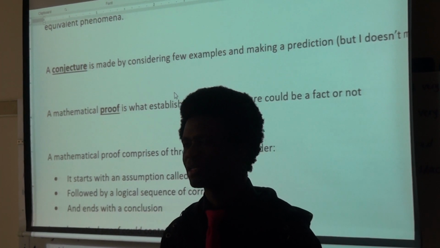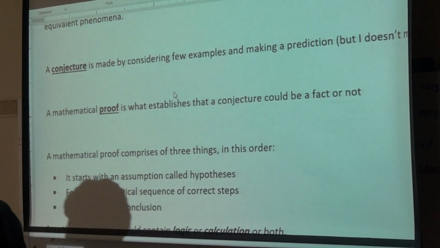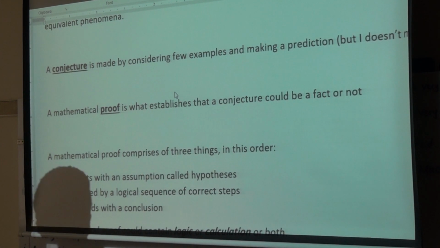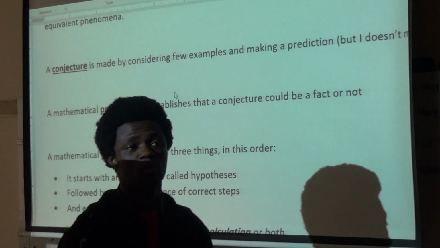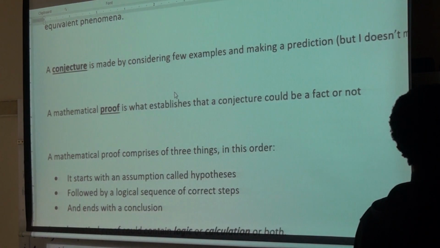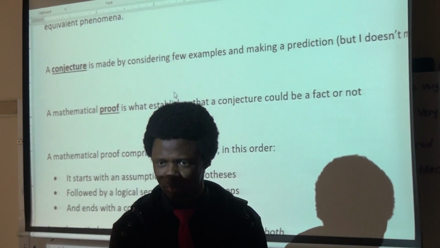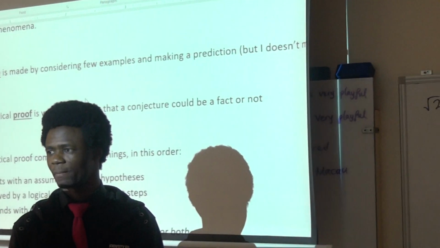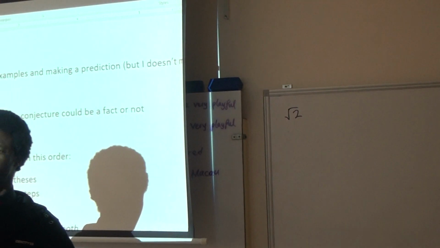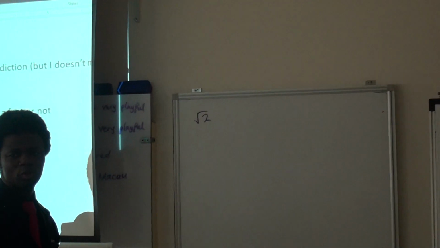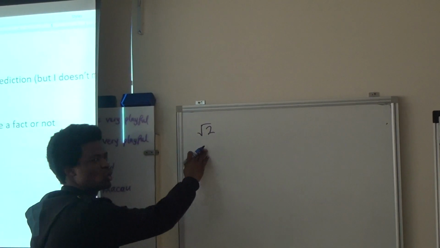For example, there's a popular proof that the square root of 2 is irrational. Yes, prove that root 2 is irrational. You might be wondering, but everybody knows it's irrational, why do we have to prove that? The popular proof that I know starts with: suppose root 2 is rational.